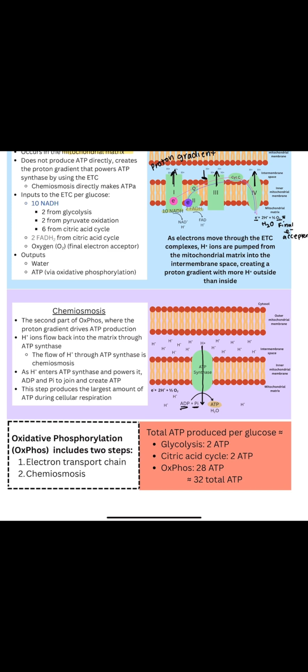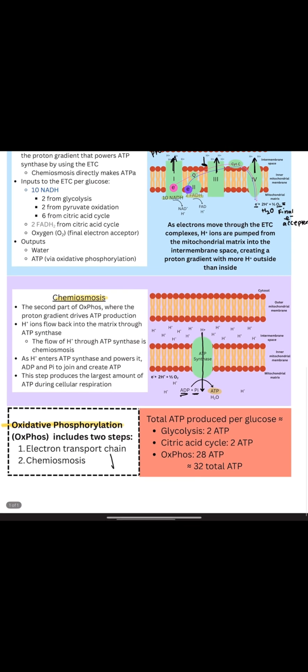This process, it is called chemiosmosis, and together with that electron transport chain, it's part of oxidative phosphorylation. So oxidative phosphorylation, it is an umbrella term that is going to encompass the first part, which is the electron transport chain, and the second part, which is chemiosmosis. Remember that the electron transport chain, it does not directly make any ATP. It is only going to set up that proton gradient so that chemiosmosis can create ATP. Oxidative phosphorylation is going to create the most ATP in all of cellular respiration, making about 28 per 1 glucose.